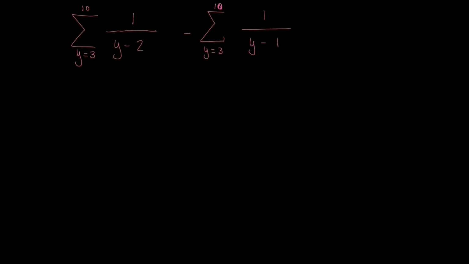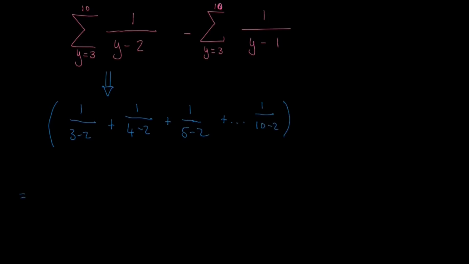We can start by just breaking up what this first term represents. So what is this sum from y equals 3 to 10 of 1 over y minus 2? Well, that's just the sum. If we plug 3 into this term over here, we will get 1 over 3 minus 2, and then we're going to add the next one, which is when y is equal to 4, so it's going to be 1 over 4 minus 2 plus 1 over 5 minus 2, and this goes on all the way to 1 over 10 minus 2.